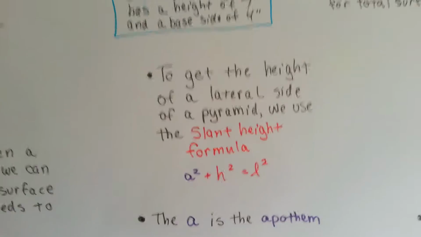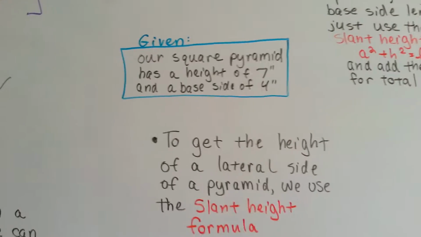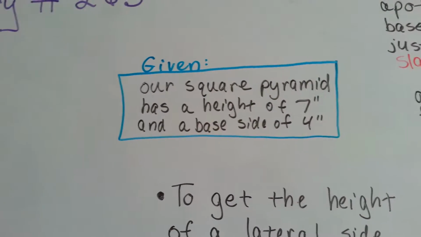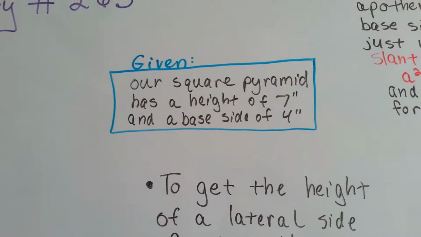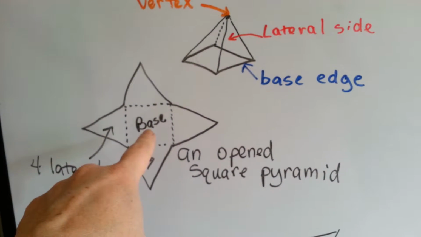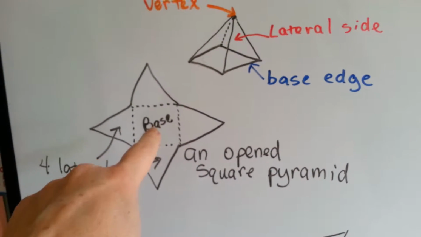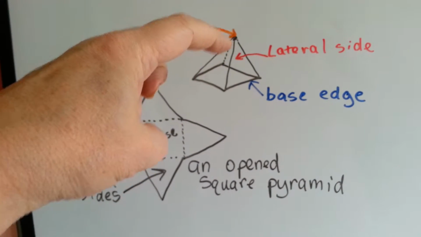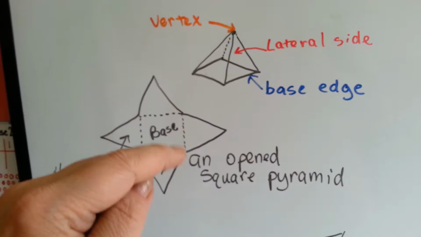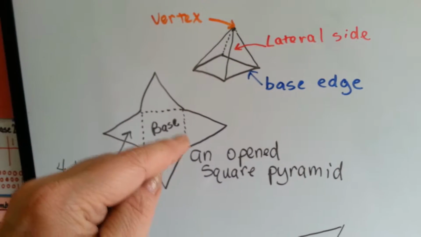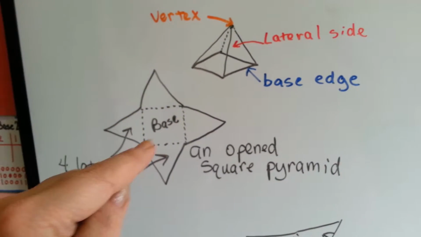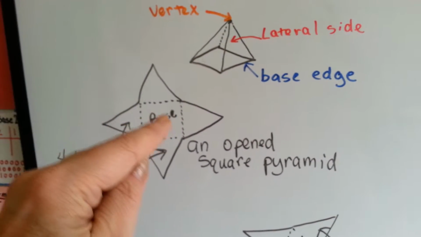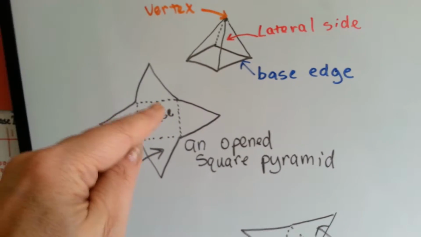So here's what we're given. Our square pyramid has a height of 7 inches and a base side of 4 inches, okay? That means from the center of the base right here, straight up to the tip here is 7 inches, and each one of these dotted lines is 4 inches. So we can find the surface area of the base right away. If that's 4 and that's 4, 4 times 4 is 16, the base surface area is 16 units, right?